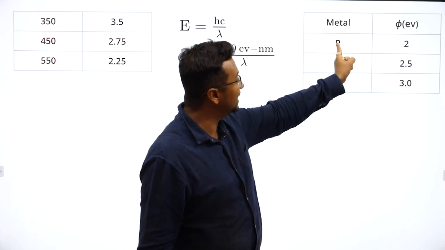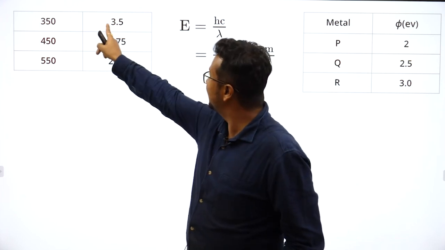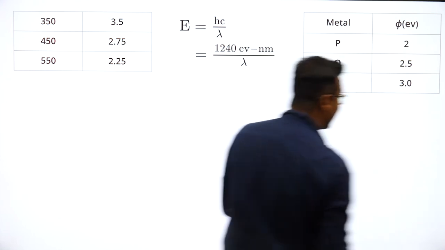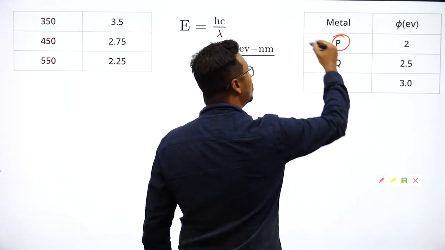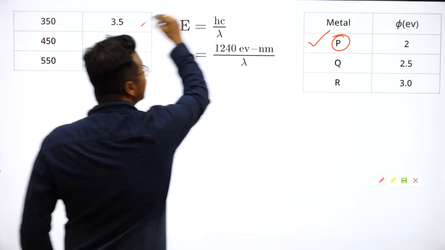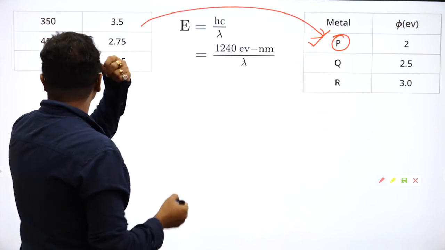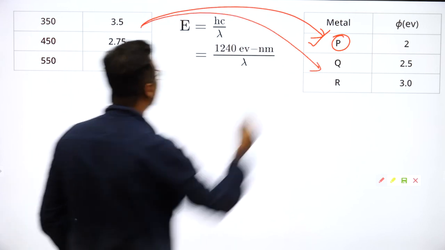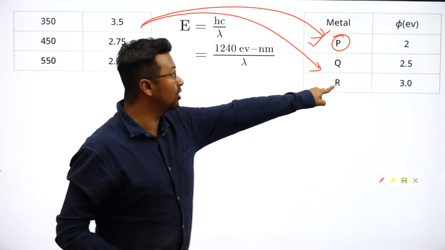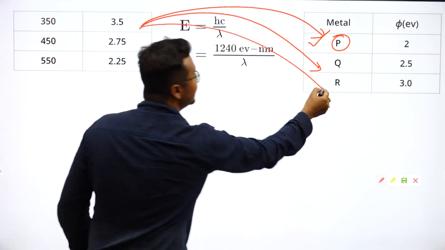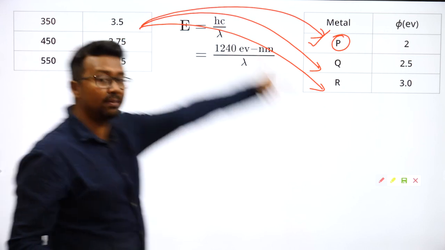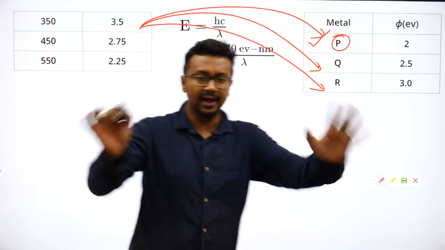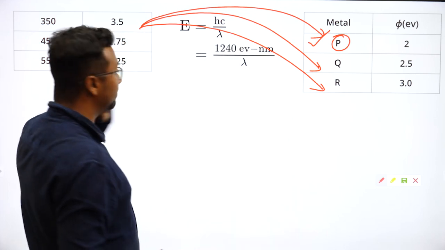From here, P metal has got work function 2. The 350 wavelength gives 3.5, my dear students, which will be able to take out electrons from 2. Yes. So, I can link this with P. Now, 3.5 will be able to take out from Q. Yes. It will be able to take out from Q also. 3.5 will be able to take out from R. Yes, it is greater than this one also. So, 3.5 will be able to take out photoelectrons from P, Q, R, all the three metals. Clear? Next thing. What about the second one?